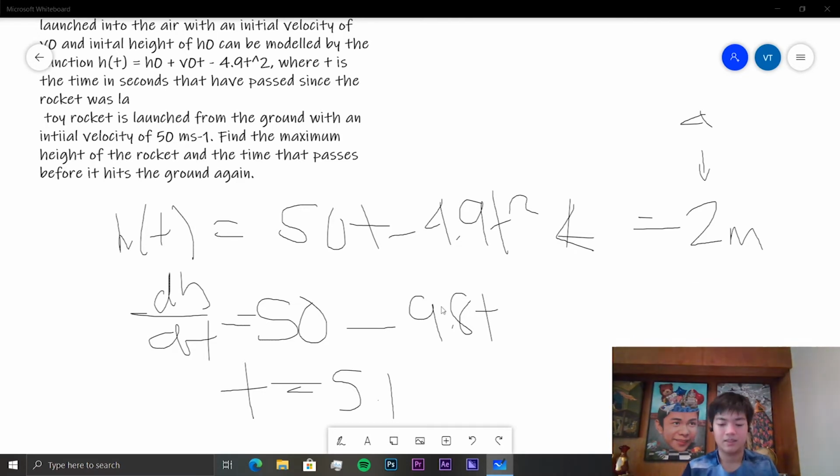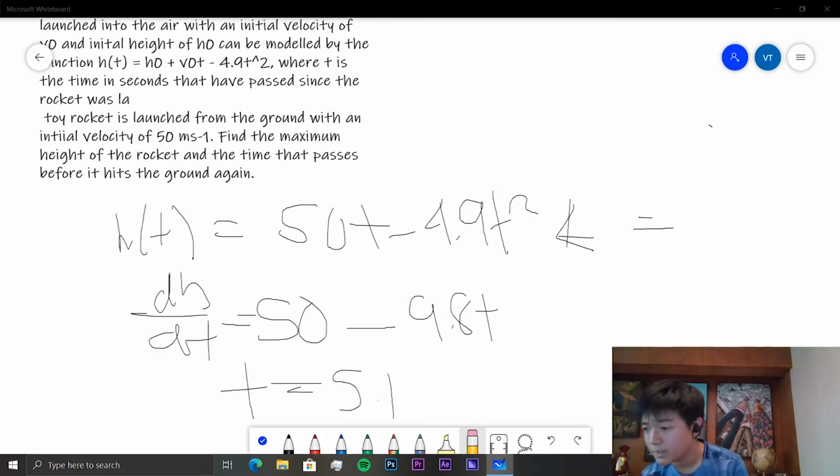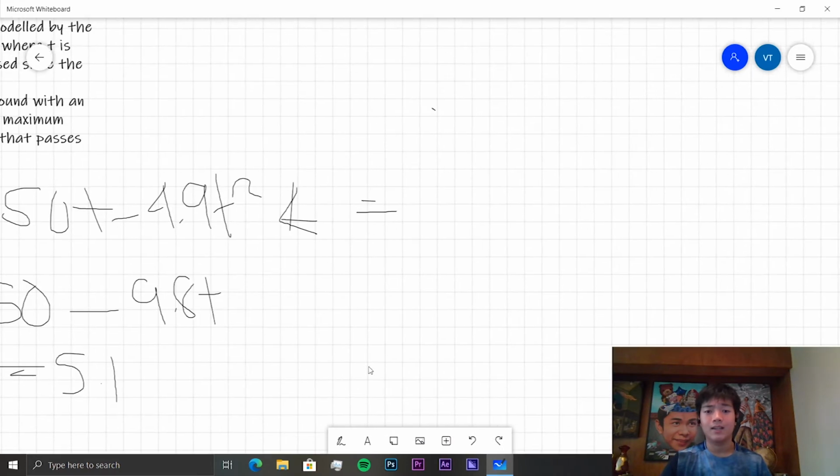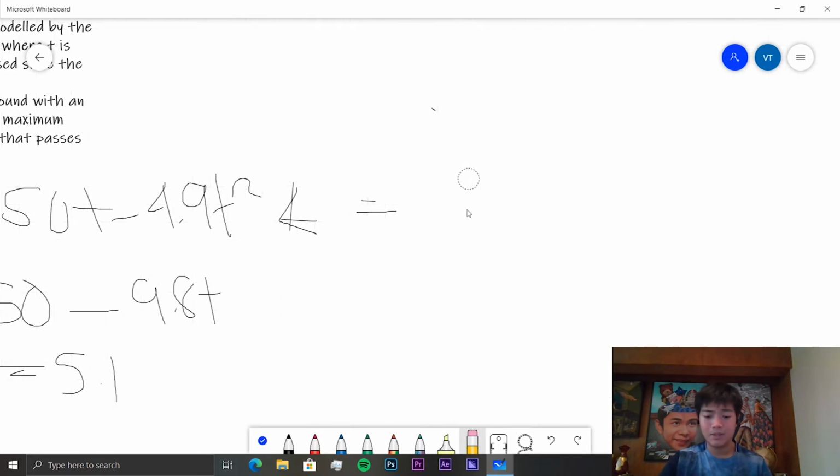50 times 5.1 minus 4.9 times 5.1 squared. The maximum height is not 10.2 meters. I don't know what the book's saying. The maximum height should be 127.4 meters, unless I've made some serious error. And so the time taken is 5.1.